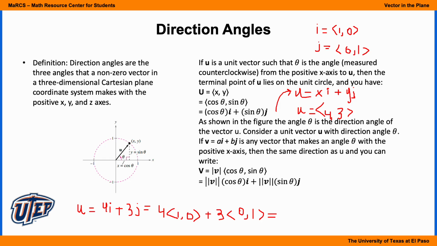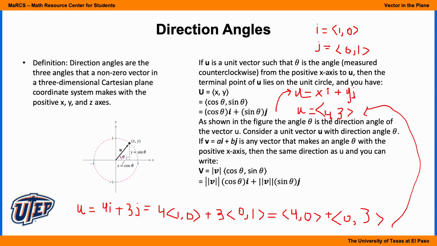So then we can add the two vectors. Adding each of the components, 4 plus 0 gives us 4, and 0 plus 3 gives us 3. And that is the vector that we started off with. So now going back, we have that the vector u with components x, y has components cosine of theta, sine of theta, where x is equal to cosine of theta, and y is equal to sine of theta.